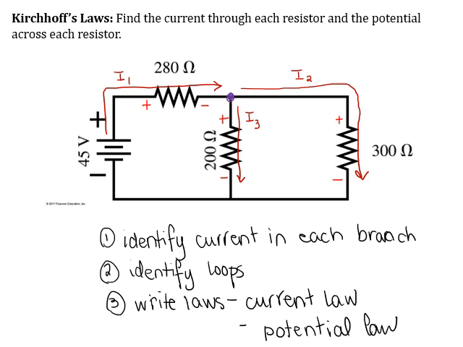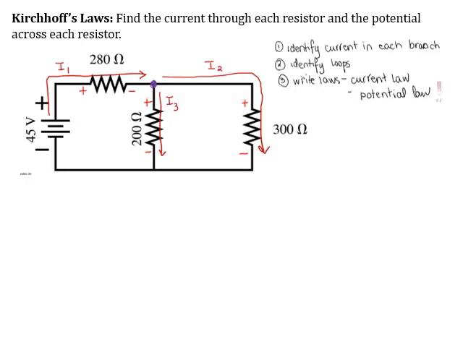Okay, we've got step 1 done. We've identified the current in each branch. Next, let's do step 2. Let's identify the loops we can use in this problem. Let's identify the loops next. So the loop is just one loop of your circuit, essentially. In our picture here, there are 3 possible loops we could take.